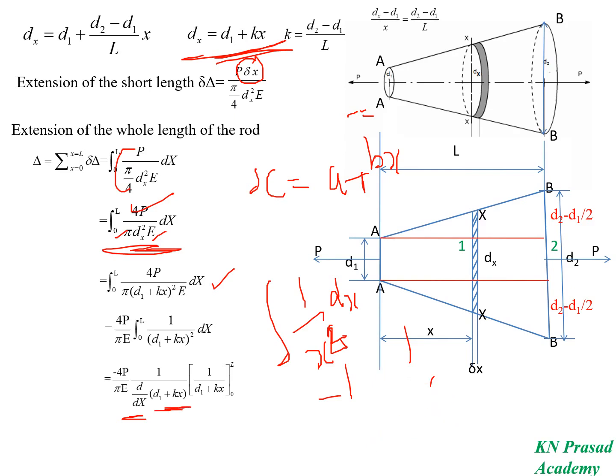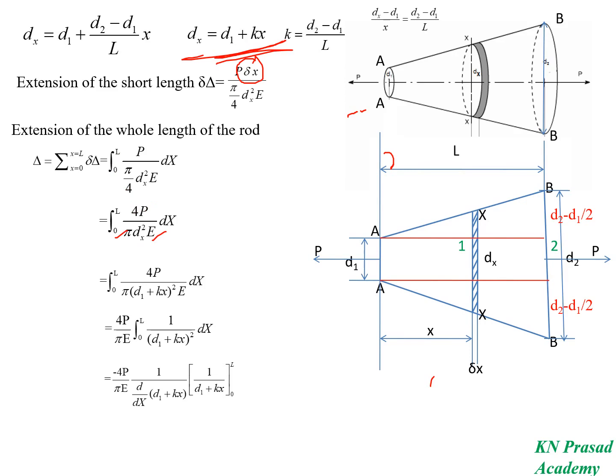So this integration equation will become minus 4P by pi E, which is constant, times 1 by d by dx of d1 plus kx. Here d1 is constant, so we get the k value. So minus of 4P by pi E into 1 by k. Now we just have to substitute the limits here: 1 by d1 plus k into L, in terms of x we substitute L, minus 1 by d1, where we substitute the 0 value.